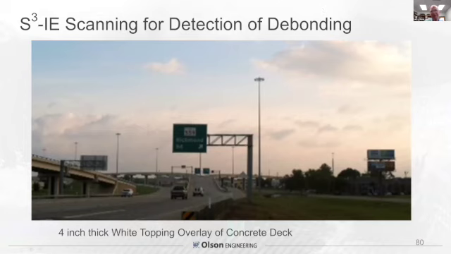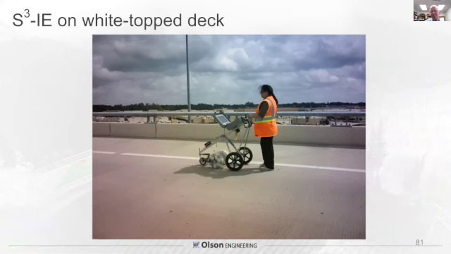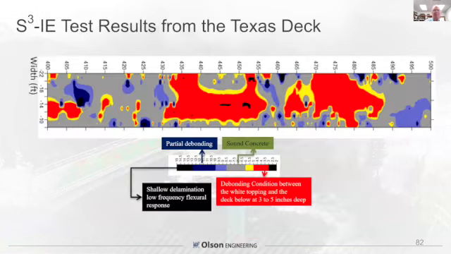This shows scanning for detection of debonding on an overlaid white top deck. This was 4 inches of concrete in Northeast Texas. The Texas DOT was concerned about debonding. We found a variety of conditions ranging from sound concrete in gray to debonding conditions in red to shallow delamination with low frequency flexural responses, all plotted out in these sections. So again, they could address repairs, maybe perhaps inject epoxy or something else to rebond it in this case.